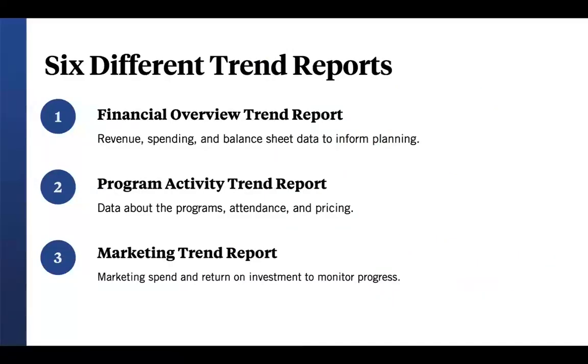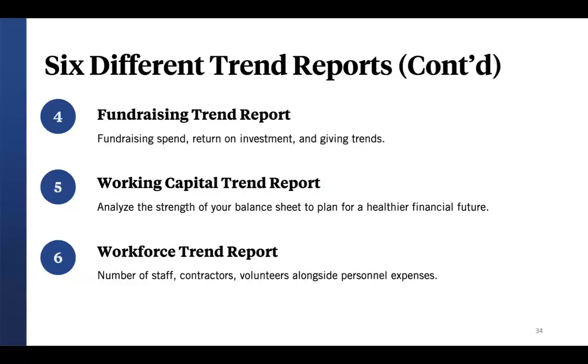So you have a financial overview trend report that examines revenue, spending, and balance sheet data. Program activity trend reports look at your data about your programs, attendance, and pricing. And the marketing trend report explores your marketing spending and the return on investment for those marketing efforts.